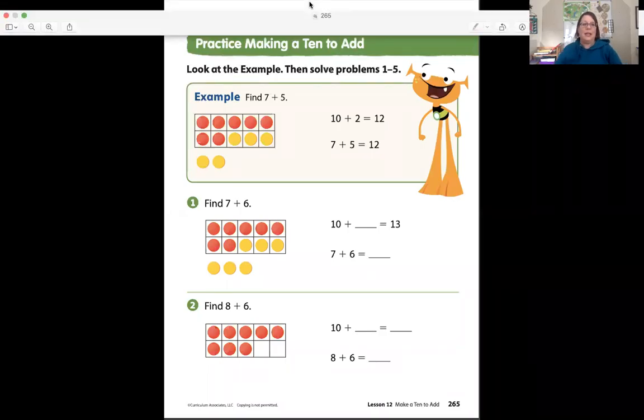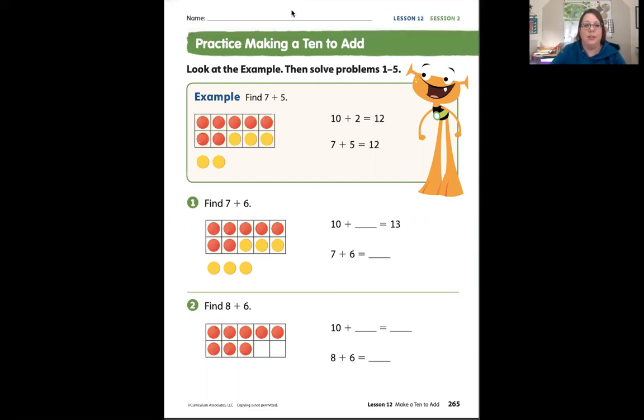All right, we are making a 10 to add, and today we are on lesson 12, and we are on page 265. Grab my tool, and it says, look at the example, then solve problems 1 through 5.